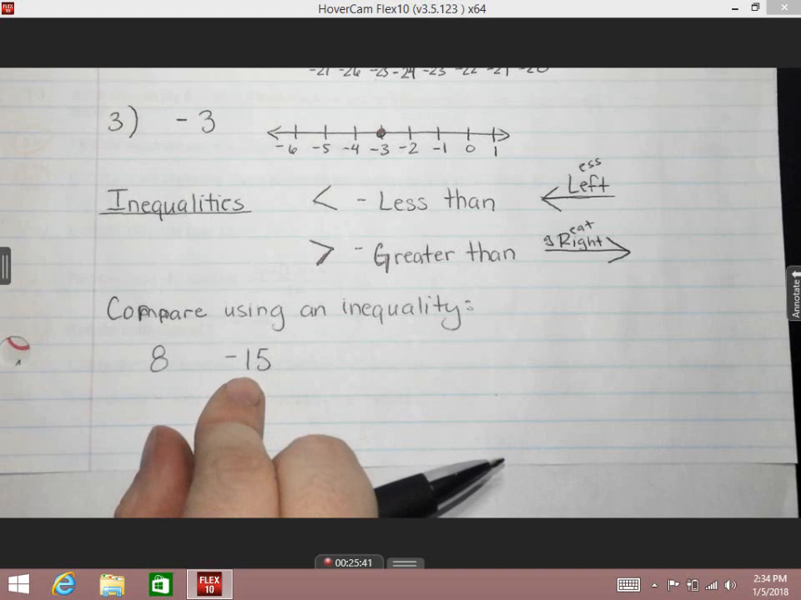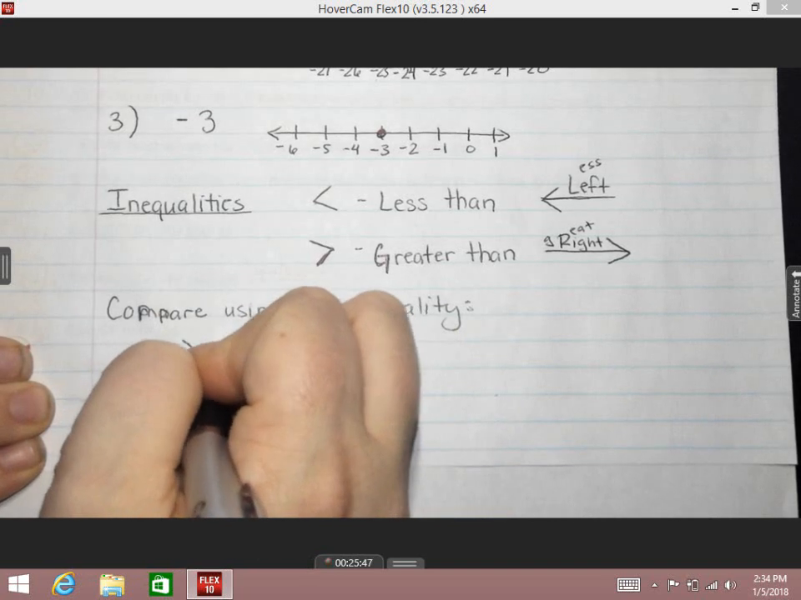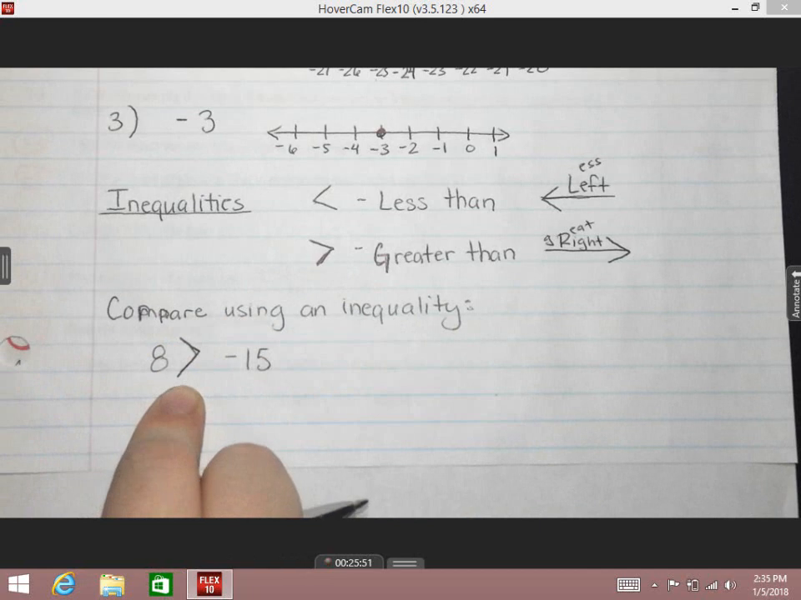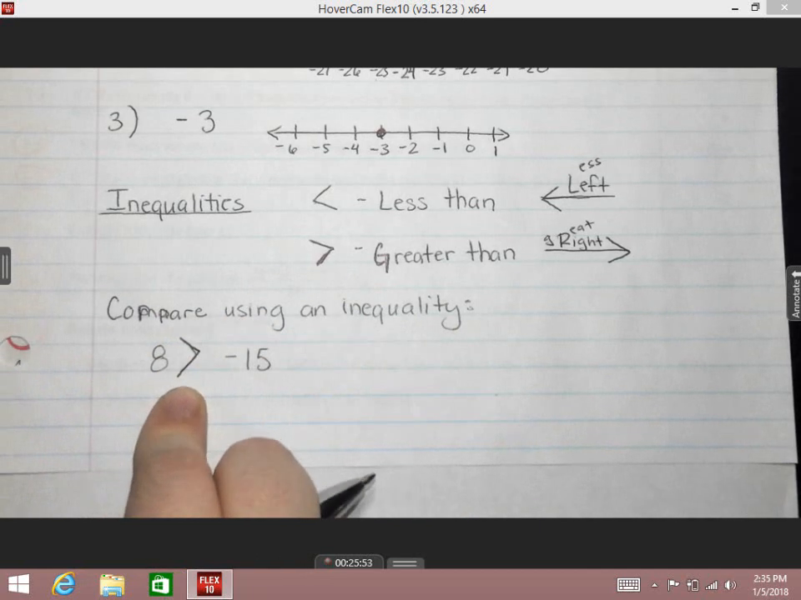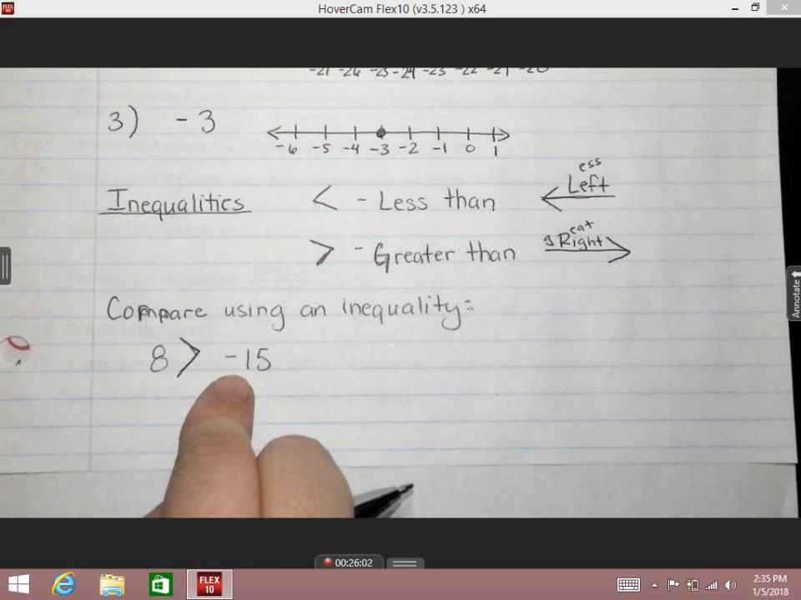Which one is Pac-Man going to choose? The 8. Pac-Man is going to choose the 8. So my Pac-Man is opening up towards the 8. Again, guys, it's not about just choosing the right symbol. It's about being able to tell me which symbol is that. So if I read this, this says 8 is greater than negative 15. Is that a true statement? Does that make sense? Yes. All right, so let's look at another one.